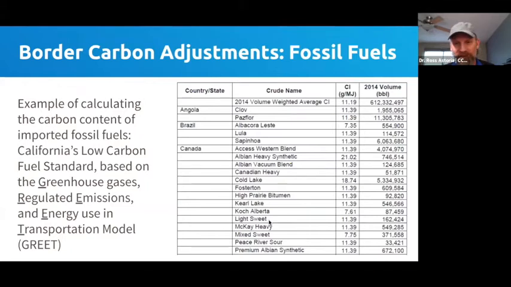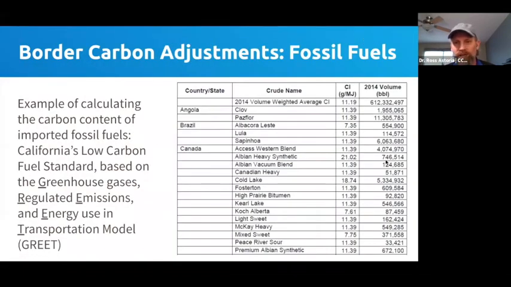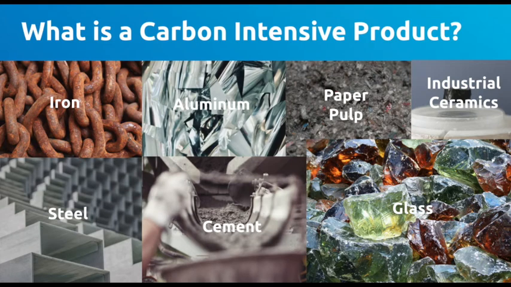And you can see the carbon intensity here, set out in grams per megajoule. Some of those carbon intensities are as high as 21 grams of carbon pollution per megajoule. And then you can see the total volume that's imported into California per year. All right, so the point here is the underlying data for these types of tables will allow us to identify the carbon intensity of imported fossil fuels.